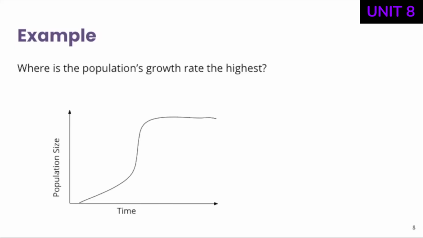This question just gives us a random population and shows us how the population is growing over time. In this graph, you'd have to estimate where the population's growth rate is the highest. Well, it's going to be at a certain point in time. Can you see where the slope is the greatest for this particular population? That's where the growth rate will also be the highest.